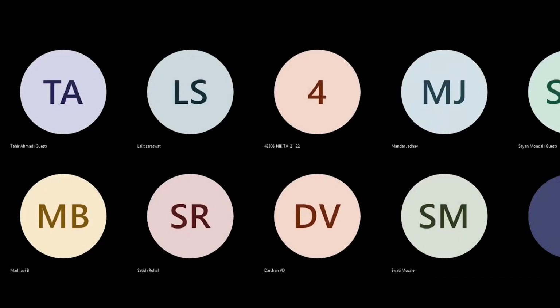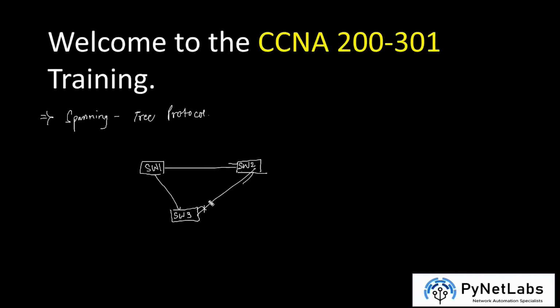Data transmission can be easily done. After that, we learned about port fast. Port fast is something which we do on the ports which are connected to end devices so that they don't participate in spanning tree elections.